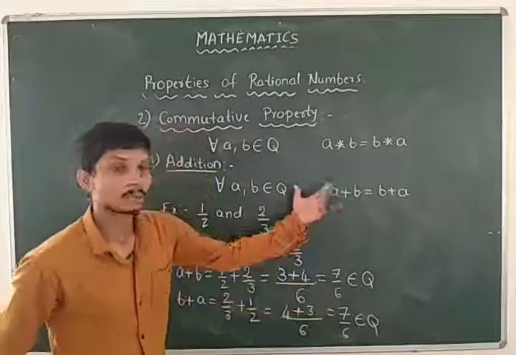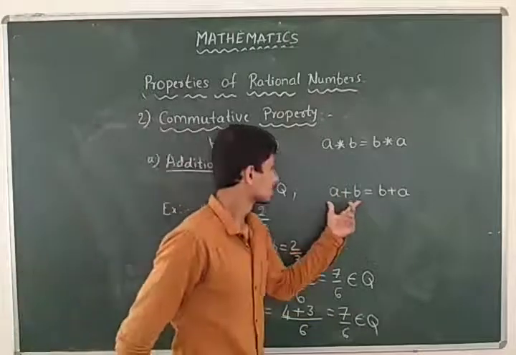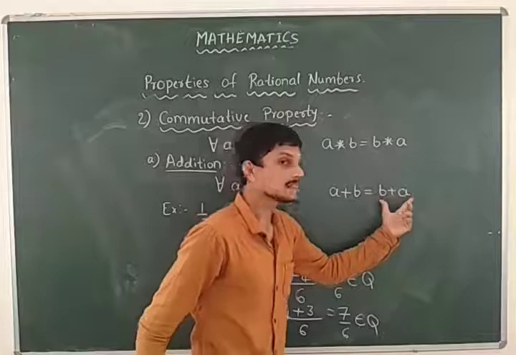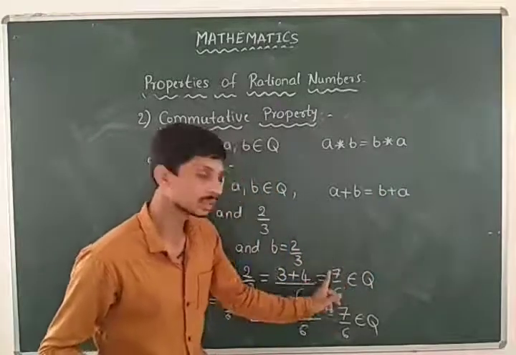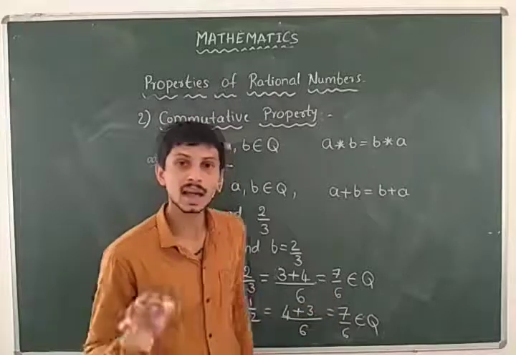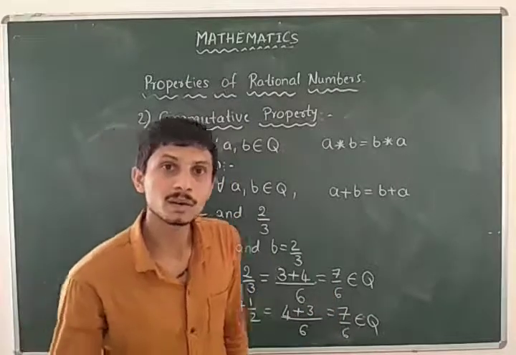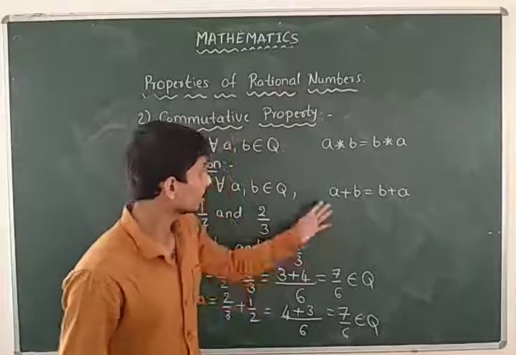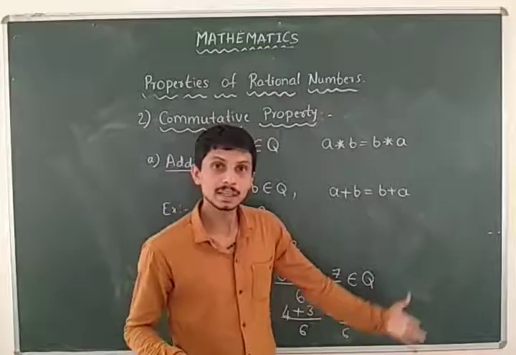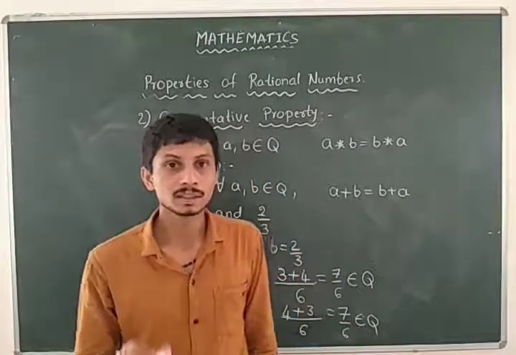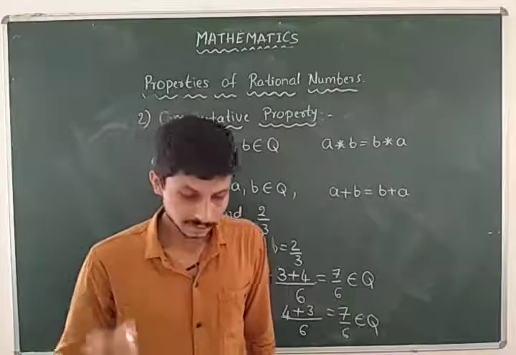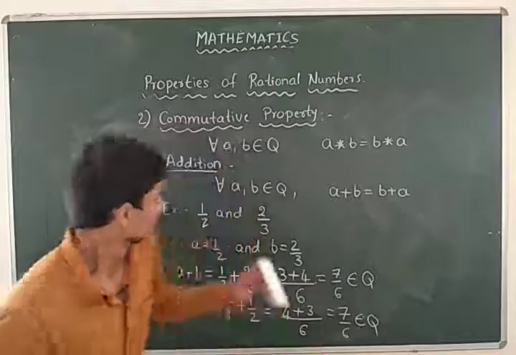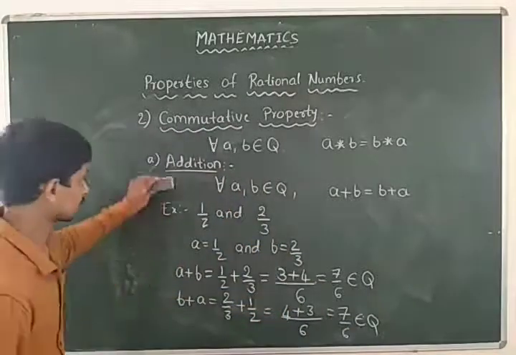That means when we take this operation and that operation, both are equal. In both cases we get 7 by 6 as the answer, and both are in the rational number set and both are equal. That means rational numbers are commutative under addition. Yes, so let us move on to subtraction.